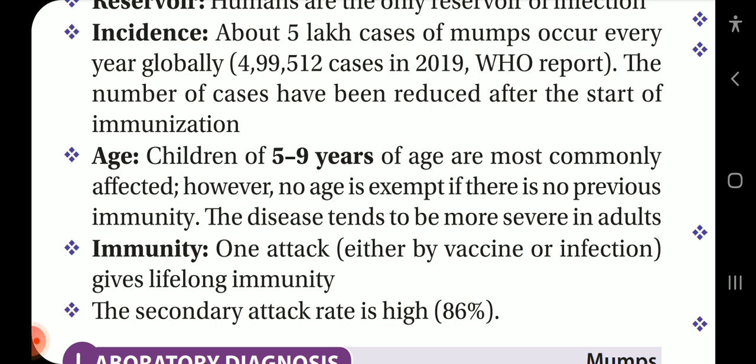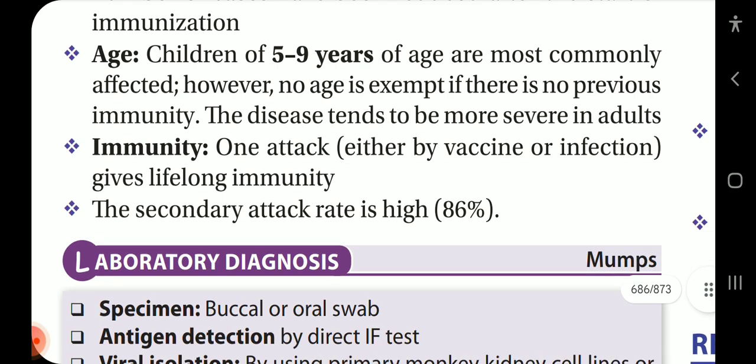4,99,512 cases in 2019 WHO report. The number of cases has been reduced after the start of immunization. Children of 5 to 9 years of age are most commonly affected. However, no age is exempt if there is no previous immunity. The disease tends to be more severe in adults.